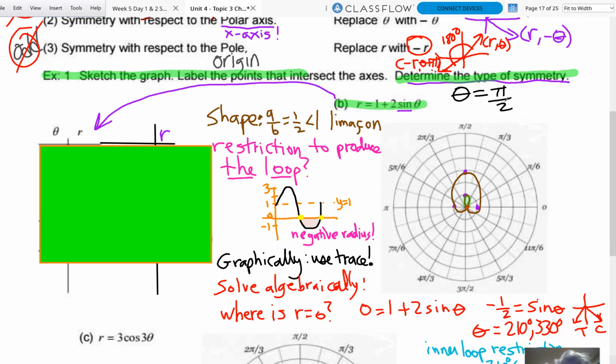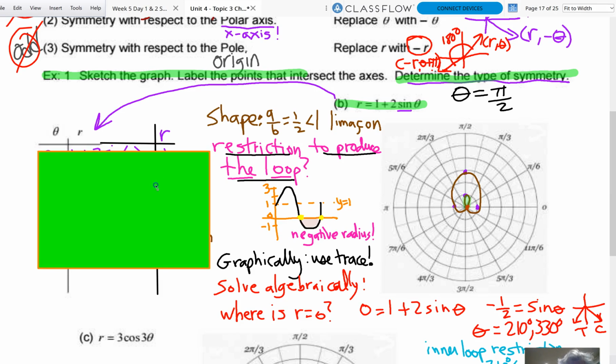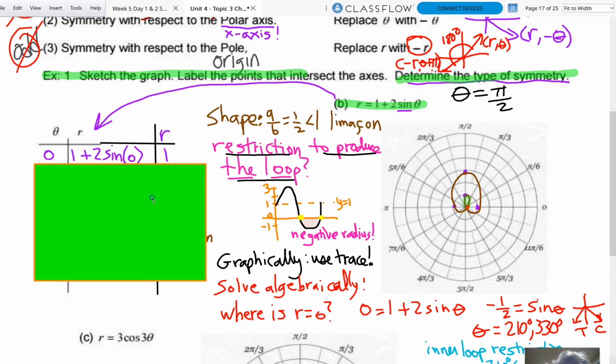And now I want to talk about how we would either graph this by hand and also how to figure out how we would restrict the domain to produce the loop. You can see I highlighted the loop in green. How did I get this graph? Well, I took my equation and I substituted in different values of theta as I moved from 0 to 2 pi. So when I'm at 0, I plug that in for theta.